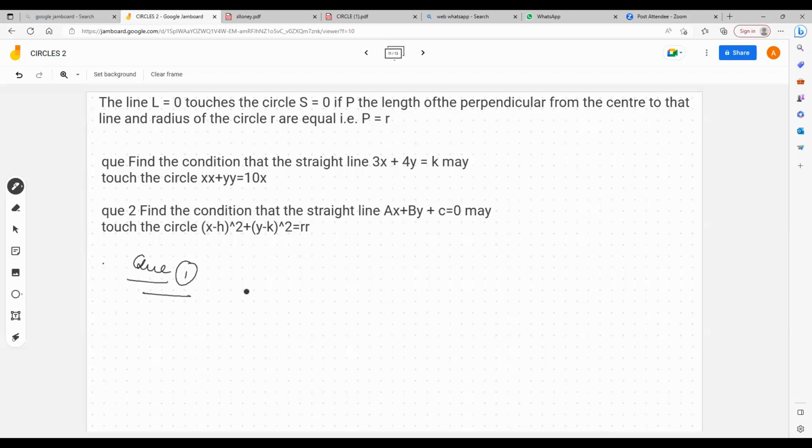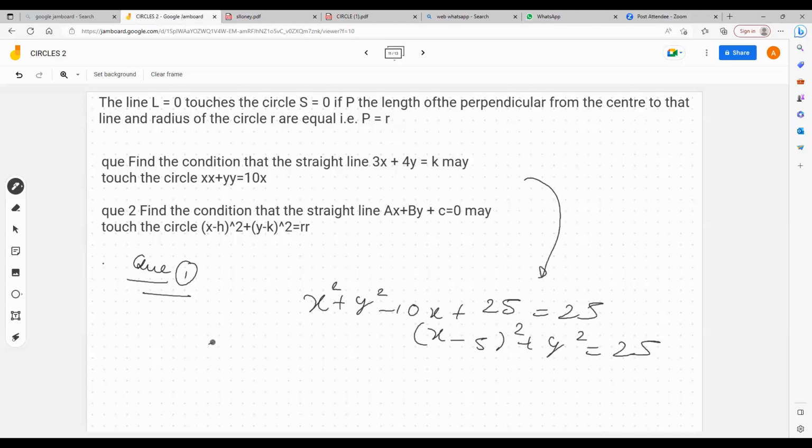Find the condition that the straight line 3x plus 4y equals k may touch the circle x squared plus y squared equals 10x. We can write the equation of the circle in this way. Okay, so the center of the circle is (5, 0) and its radius is 5. Now what we are asked is to find the condition that this straight line may touch the circle. If this straight line is touching the circle, then the distance of this straight line from the center of the circle must be equal to 5.